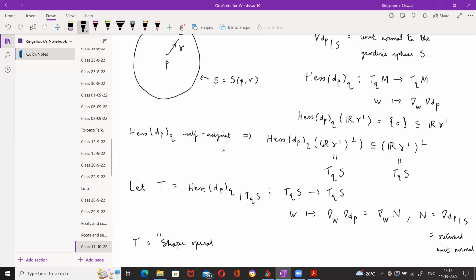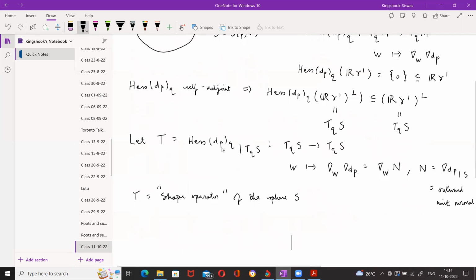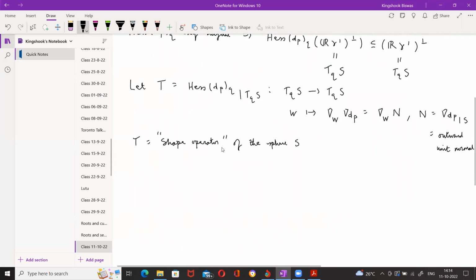So why is it called the shape operator? Because it measures how much the outward normal, the unit normal to the sphere, is bending, how much it is changing at a point. We're looking at the derivative of the normal in different directions W. So that tells you how much the geodesic sphere is curving at a point.